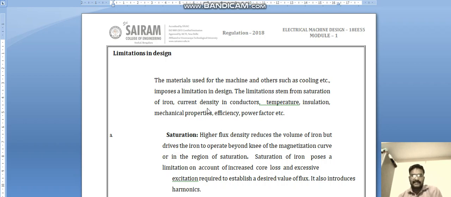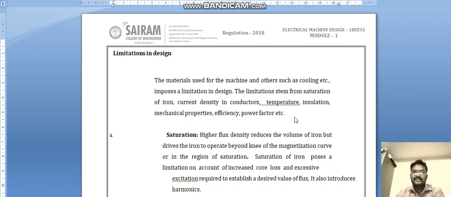The materials used for the machines and other aspects such as cooling impose limitations in design. The limitations stem from saturation of iron, current density in conductors, temperature and insulation, mechanical properties, efficiency, power factor, etc.